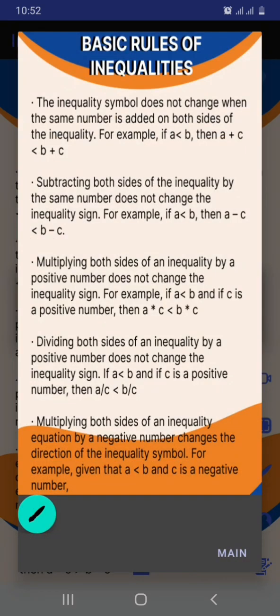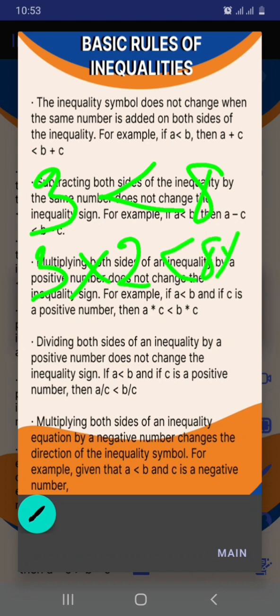The third rule, multiplying both sides of an inequality by a positive number does not change the inequality sign. For example, 3 is less than 8. If I should multiply both sides by 2, that is, 3 times 2 will be less than 8 times 2. That is, 3 times 2 gives us 6, will be less than 8 times 2, which is what? 16. 6 is less than 16.